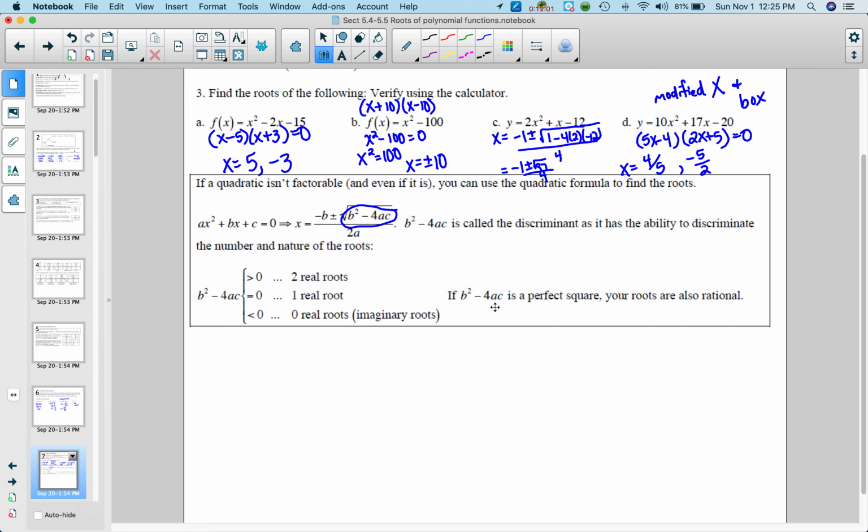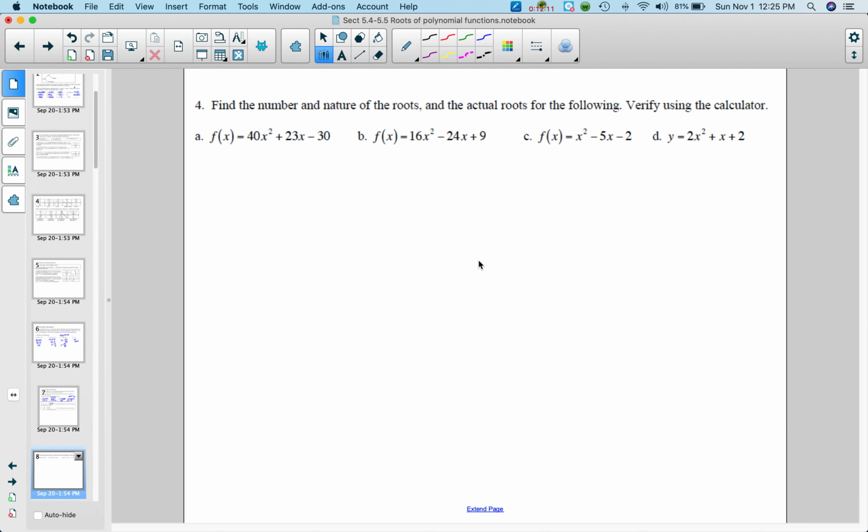So you can get information from that. Also, if b squared minus 4ac is a perfect square, then your roots will be rational because you'll be able to work it out. You'll be able to simplify it. So being aware of that, and again, that is all review. On this next part, we are asked to find the number and nature of the roots and the actual roots, and then verify using a calculator.